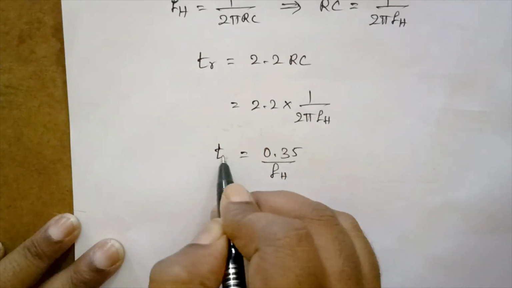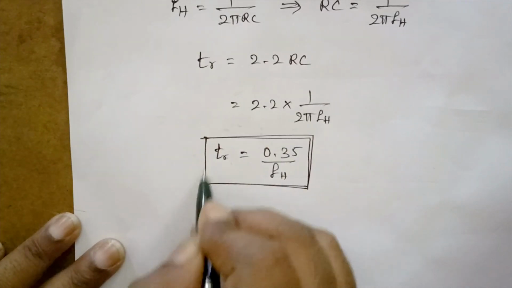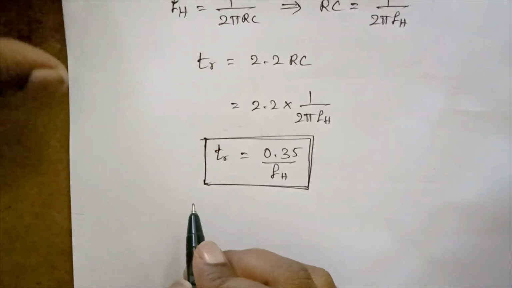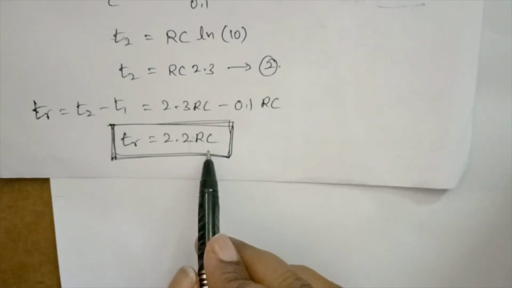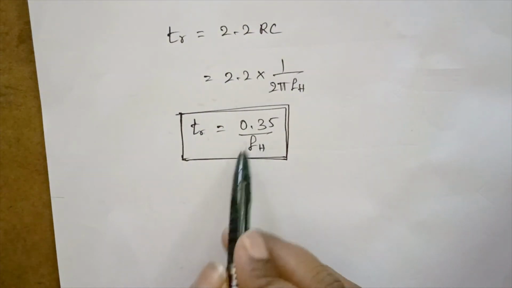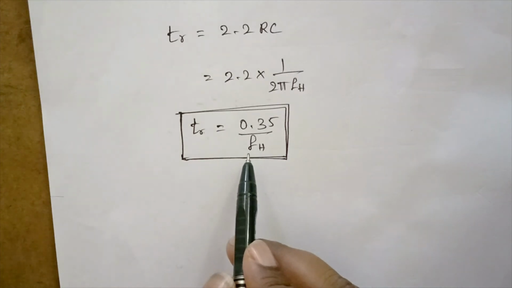So this is the expression for rise time in terms of upper cutoff frequency. So this is the rise time in terms of time constant, and this is the rise time in terms of upper cutoff frequency. This is about the response of the low pass RC circuit to a step input.